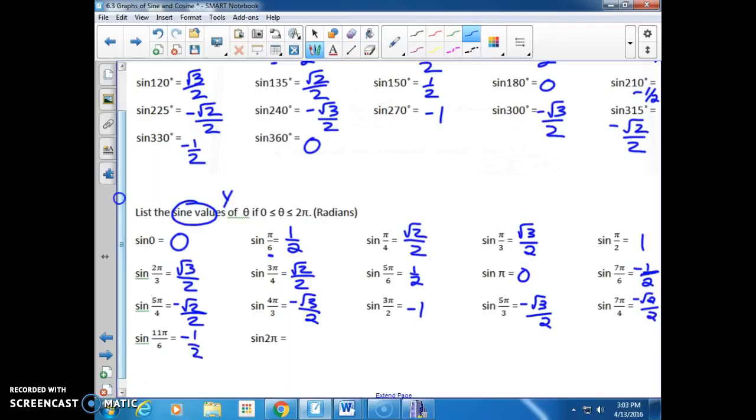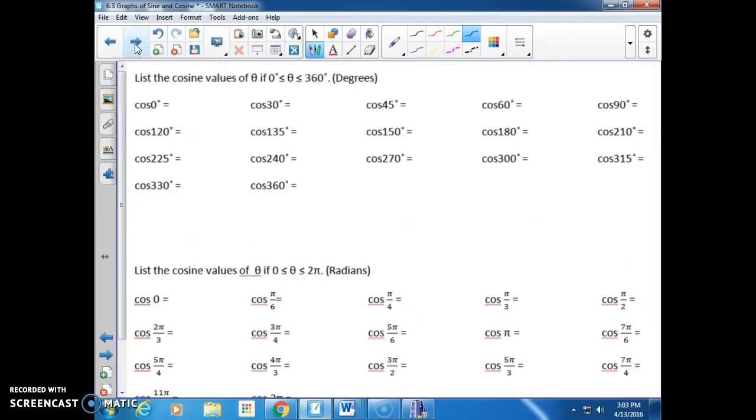Almost finished with that. So hopefully now we know where all of these numbers come from. They come from the unit circle for the y value. So now we're going to go ahead and do cosine. So it's the same exact thing.